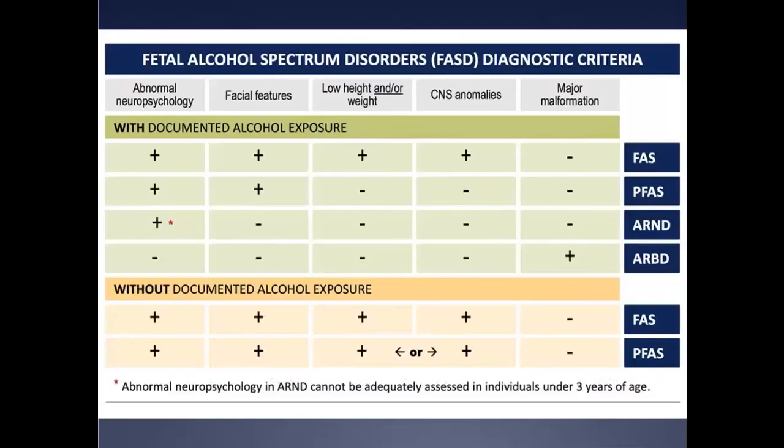So this is just another layout of what the different diagnoses might be and what the features are that are associated with that diagnosis, so that you can see that for a child with fetal alcohol syndrome, you have positive in the areas of learning and behavior, facial features, height and weight, and central nervous system abnormalities, where the other diagnoses, partial FAS and ARND, have part of those. And down here shows what the criteria are for FAS and partial FAS when you do not have documented alcohol exposure.